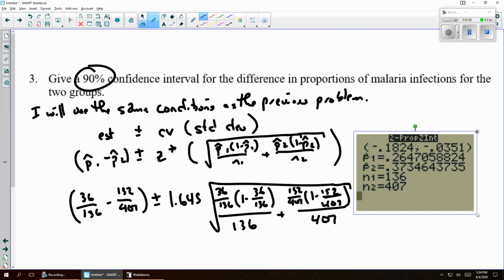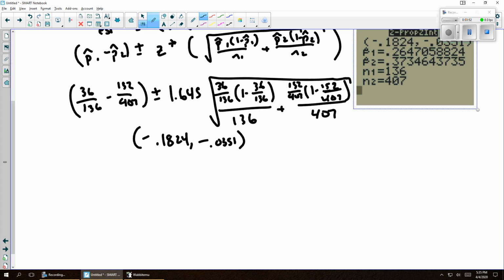Now, since both of these numbers are negative, that means that I'm pretty sure that this number is actually smaller, which is congruous with what we did in the previous problem, that the proportion of kids with sickle cell who get malaria is actually less. And so I write down my interval, negative 0.1824 to negative 0.0351. And generically, my conclusion will look something like this.